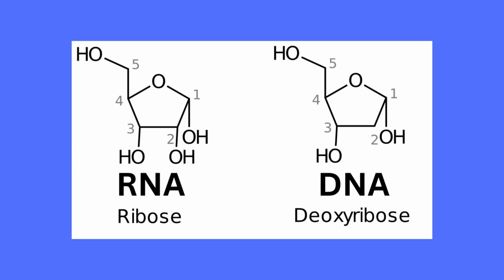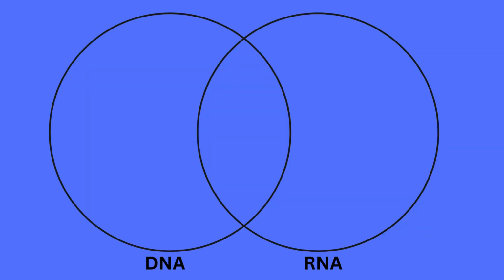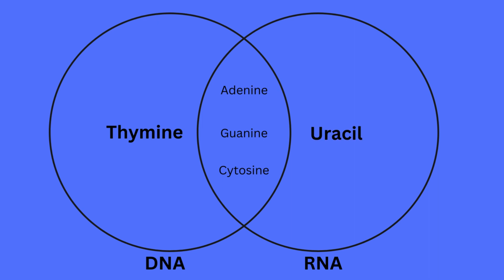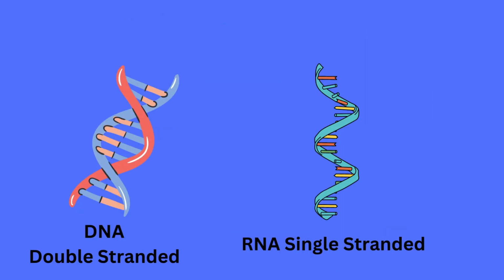First of all, the 5-carbon sugar group is different between DNA and RNA. The 5-carbon sugar group in DNA is deoxyribose, while for RNA, it is ribose sugar. Also, while both DNA and RNA share the nitrogen bases adenine, guanine, and cytosine, DNA can have a thymine base, something not found in RNA, and RNA can have a uracil base, something not found in DNA. DNA and RNA also have more differences in their structure, as DNA is double-stranded, while RNA is single-stranded.